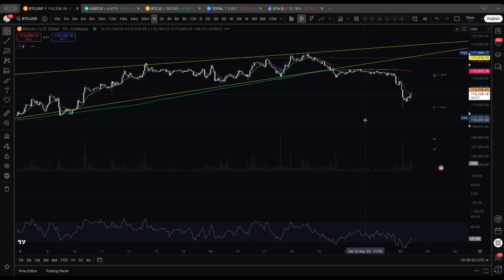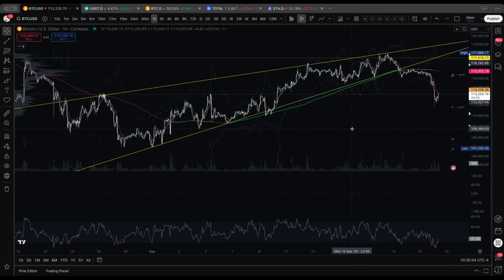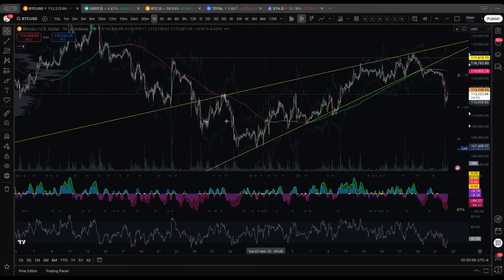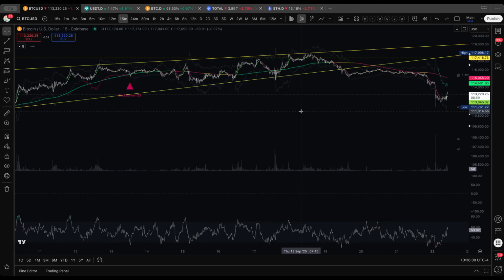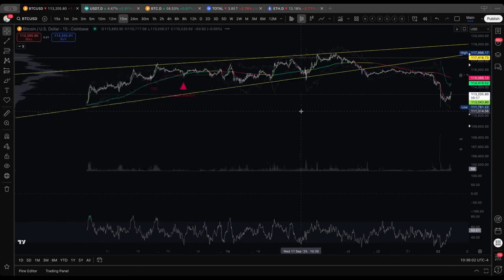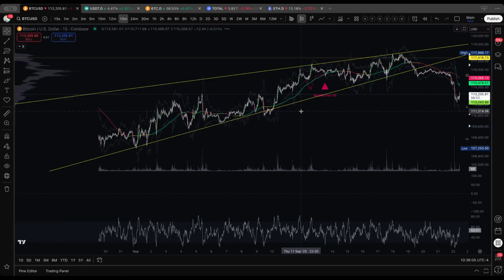I also have historical RSI levels built into this. So see if we get any historical like 15-minute flushes if I zoom out a little bit. Popping up here.